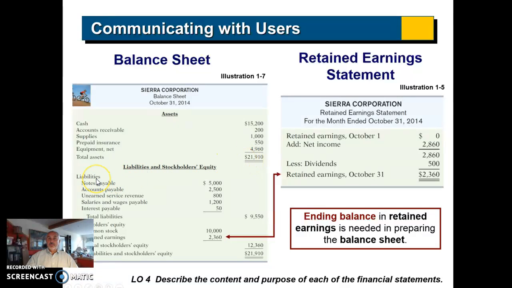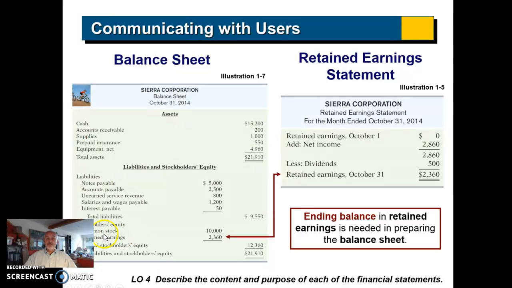Then we do liabilities. We also do liabilities in the form of liquidity, meaning those liabilities or debts that are paid the most current or come due in the most recent period are listed first, and those that we pay over time on a longer period basis are listed lower. Notice we add all of our liabilities and we have total liabilities.